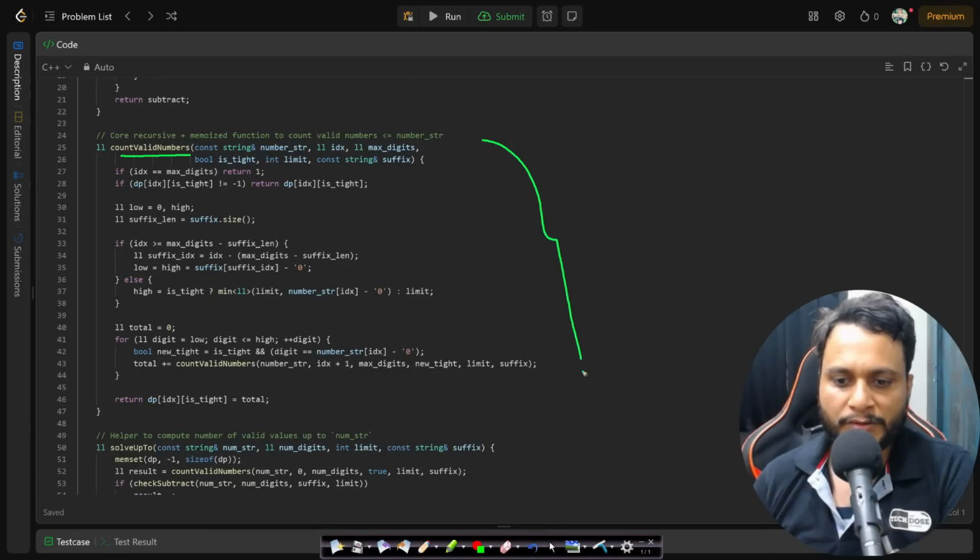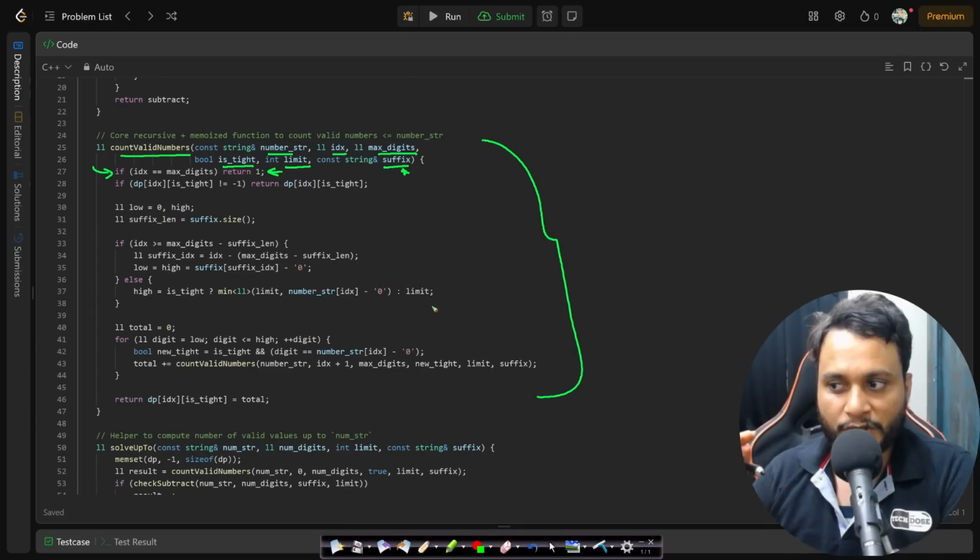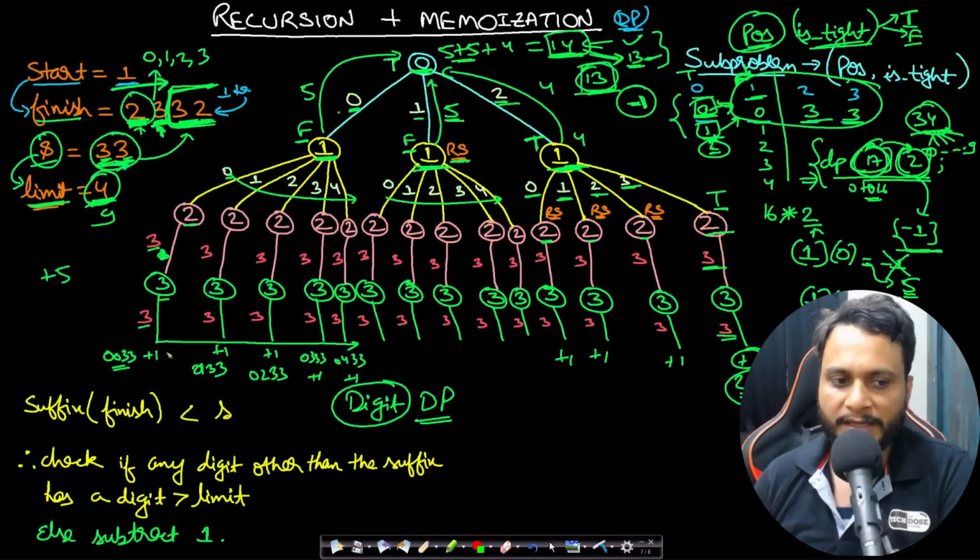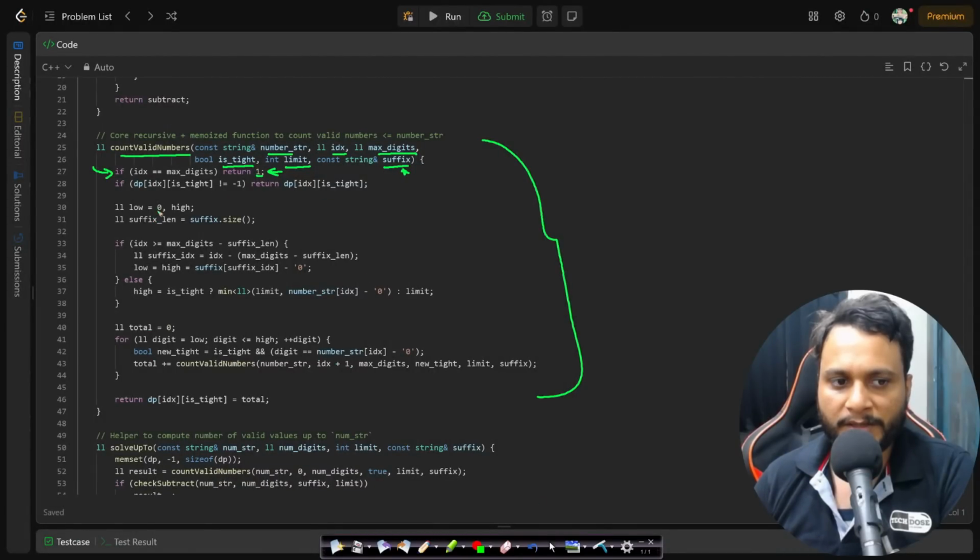So this is the application of your recursion code with digit dynamic programming. In this case I am getting the number, the current index that I am looking at, the maximum digits that you have in your given number, the is tight value, the limiting digit, and the suffix that you want to match up with. So if the index reaches max digits, that means you are out of bound, then you return a value 1, because we have reached the end of the recursion tree diagram at the leaf node. So we have generated one valid possibility. I have already shown you in the recursion tree diagram, if you reach the end, you will add +1. That means you will be returning a value 1 simply.